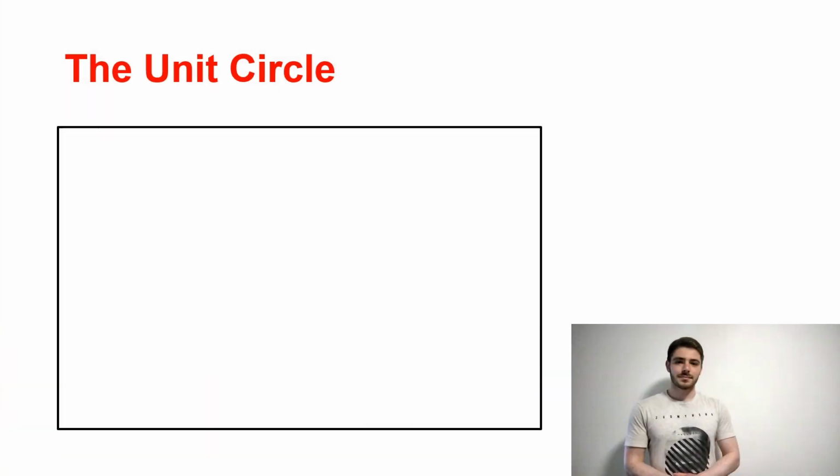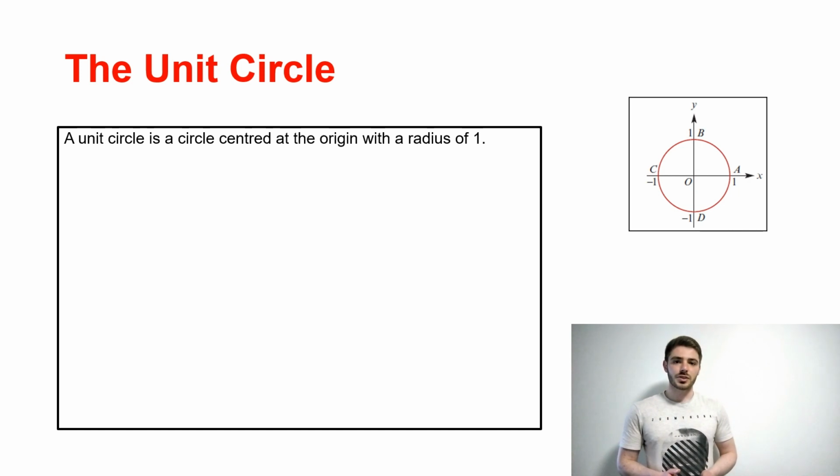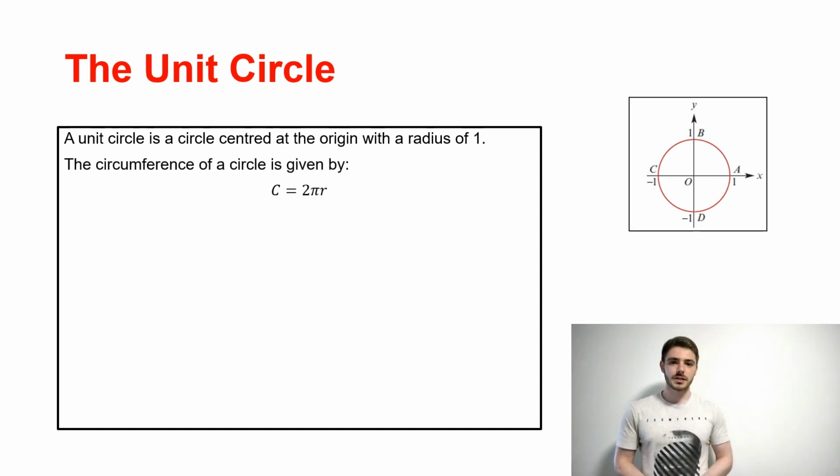Let's get to it. The unit circle is a circle with a radius of 1 that is centered at the origin. The circumference of any circle can be given by 2 pi r, and since the unit circle has a radius of 1, we can say that the circumference of the unit circle is just 2 pi. This will be important in a moment, but first, let's talk about the ways in which we can express angles.